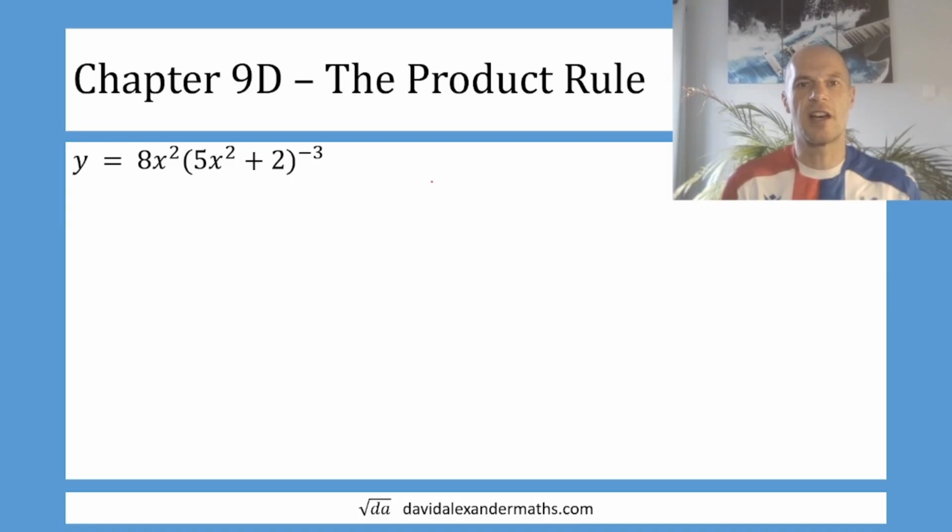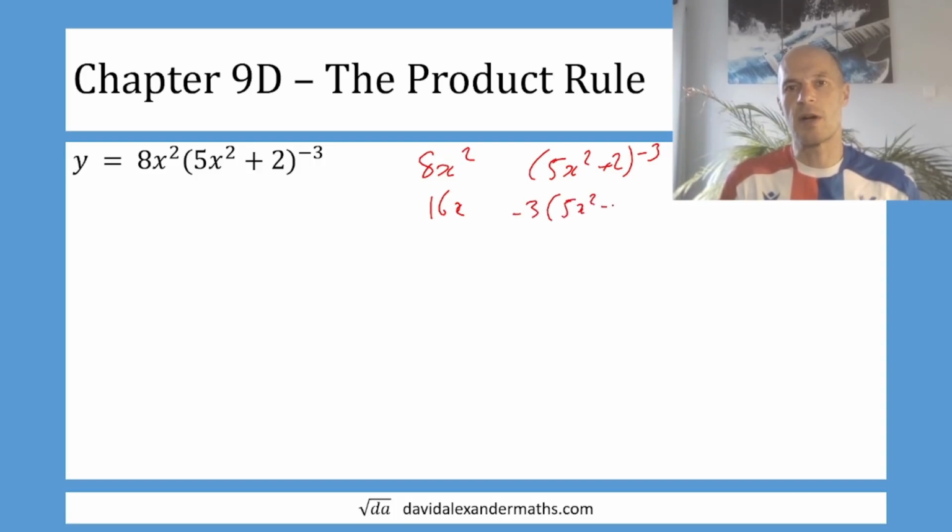Okay, so let's take a look at another example. I've got an 8x squared and I have a (5x squared plus 2) to the negative 3. So let's differentiate them both. That's going to be a 16x. That's going to be minus 3 (5x squared plus 2) to the negative 4 multiplied by 10x. So in other words, that's going to be minus 30x lots of (5x squared plus 2) to the negative 4.